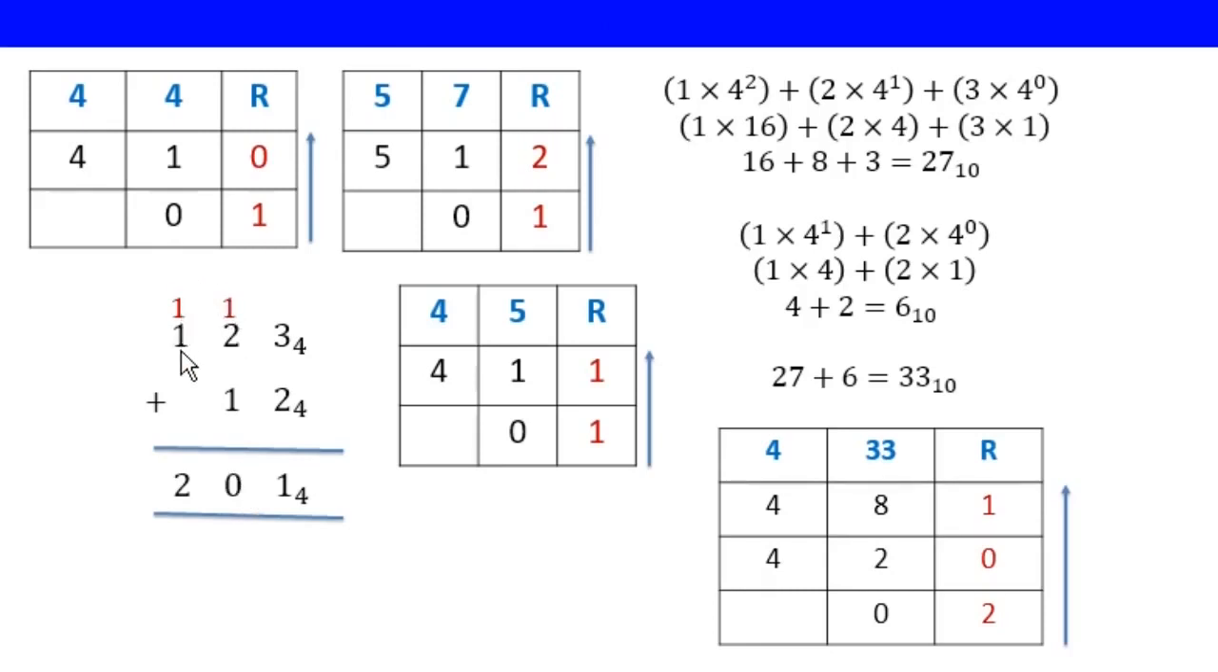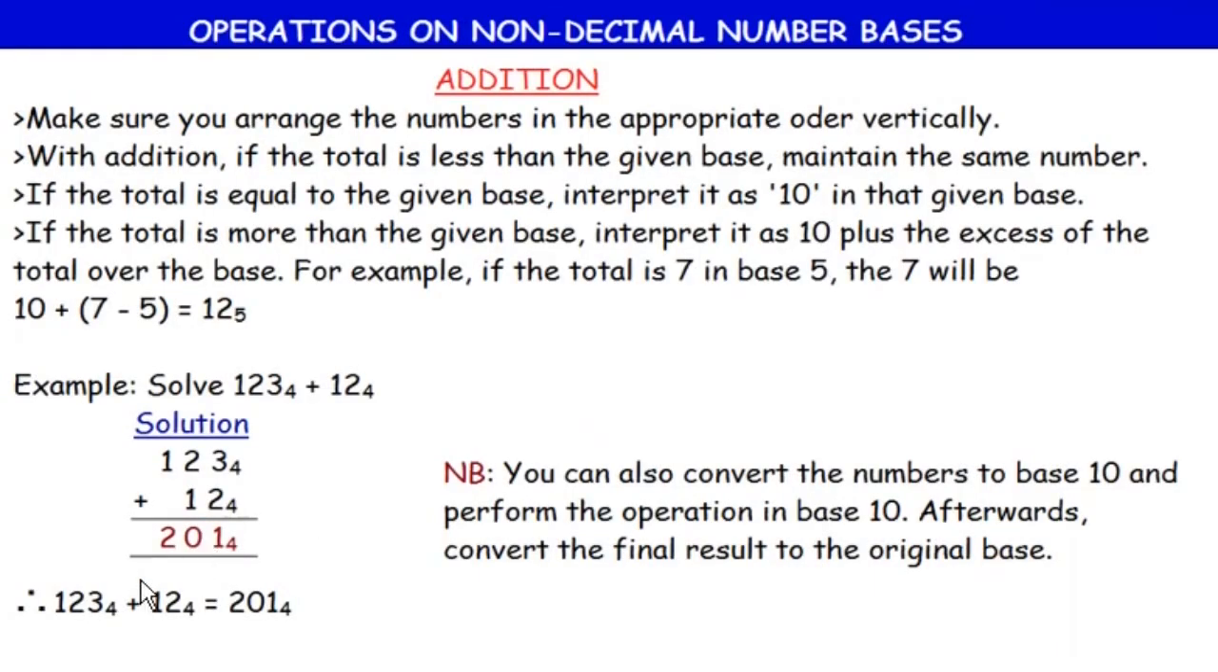So now what is 1 plus 1? It is 2. So our answer is 201 base 4, as you are seeing over here. So 123 base 4 plus 12 base 4 is equal to 201 base 4.